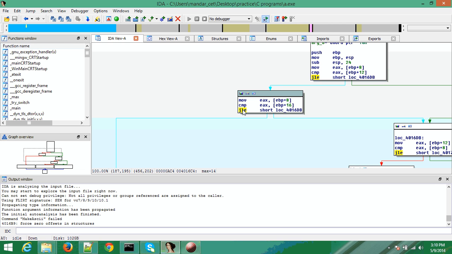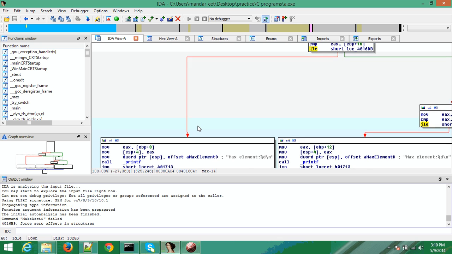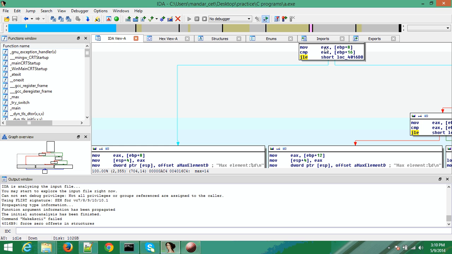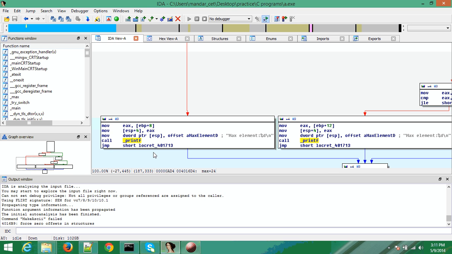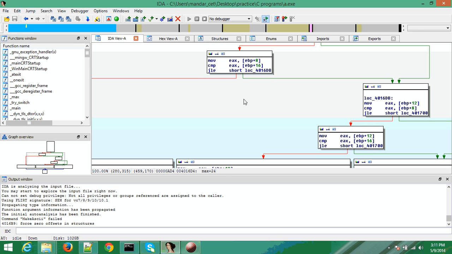Again, it's going to be reversed, so I'm basically comparing if a is greater than c, and if it is greater than c, in that case, it basically means that at that point in time we are moving a into EAX, and that value is moved into the stack, and then the next value is pushed again, and printf is called, which prints that a is the max element.